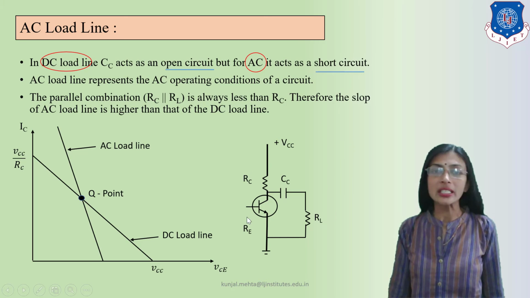See, this is the equivalent circuit of the BJT AC amplifier. I have connected here one CC coupling capacitor and one RL, that is the load resistance. According to the values of CC and RL, we can calculate the slope of the load line. So RC parallel RL represents a particular value which is always less than RC, by the parallel combination rule. Therefore the slope of the AC load line is higher than the DC load line.